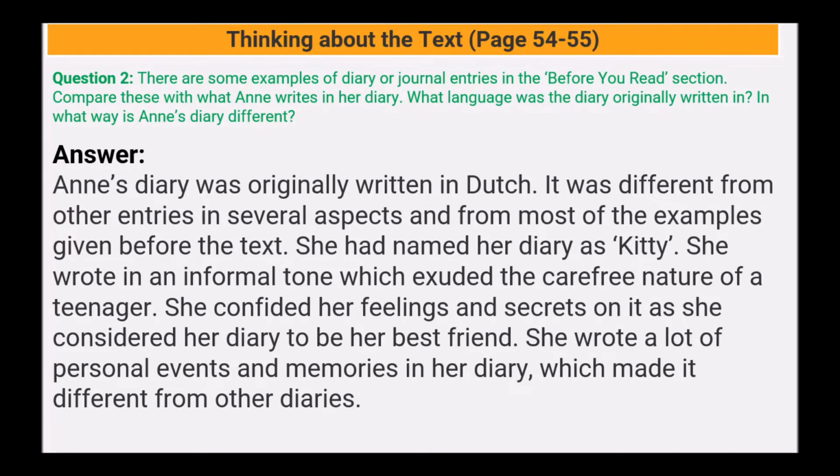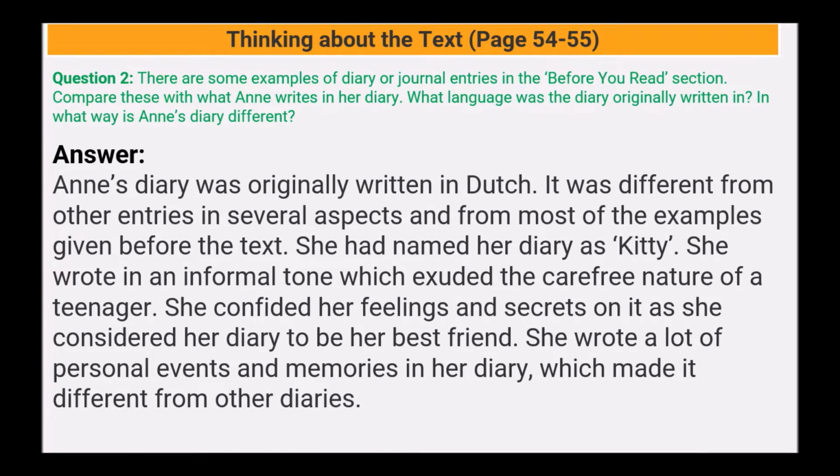Next, there are some examples of diary or journal entries in the before you read section. Compare this with what Annie writes in her diary. What language was the diary originally written in? In what way is Annie's diary different? Annie's diary was originally written in Dutch. It was different from other diary entries in several aspects and from most of the examples given before the text. She had named her diary Kitty.